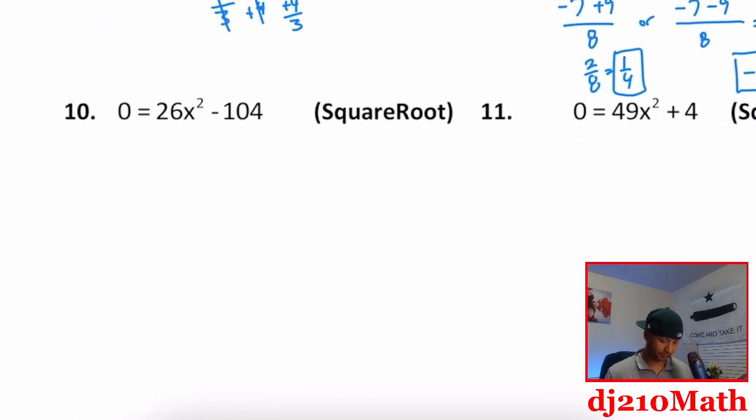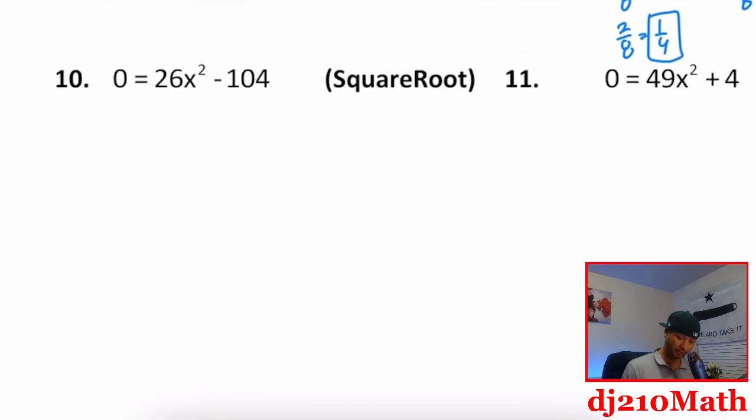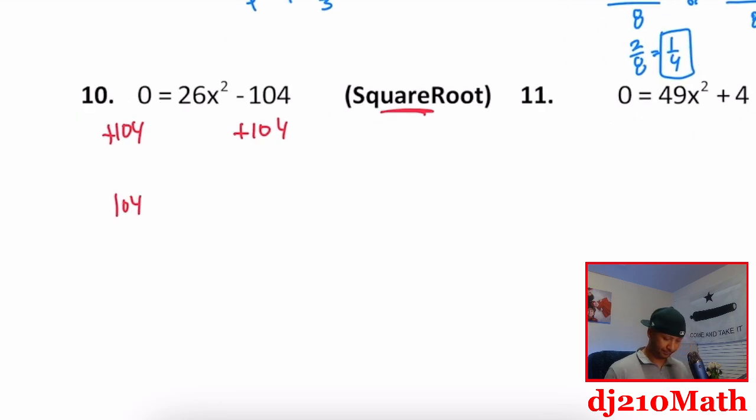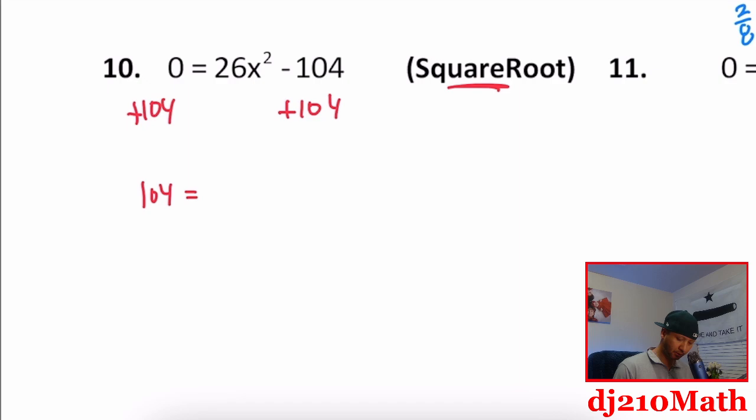All right, number 10. Again, square root method. First thing I'm going to do is add 104 to both sides. So we get 104 equals 26 x squared. Divide both sides by 26.